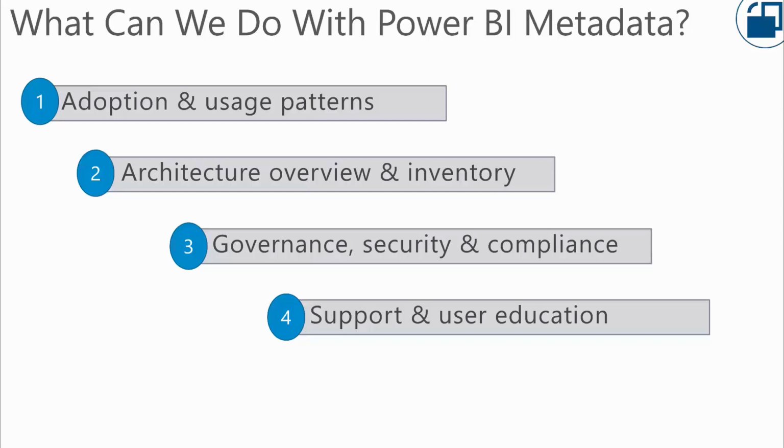And then item 3, governance, security, compliance. And number 4, support user education. I'm going to give you some specific examples of what I mean by this. But what I want to call out right now is that really only number 3 here is that traditional oversight and control mentality. Really 1, 2, and 4 are very much about understanding what the users are doing and helping them do it better, supporting them.